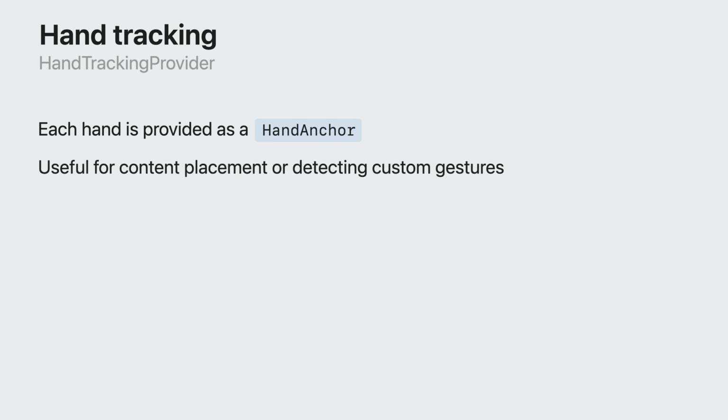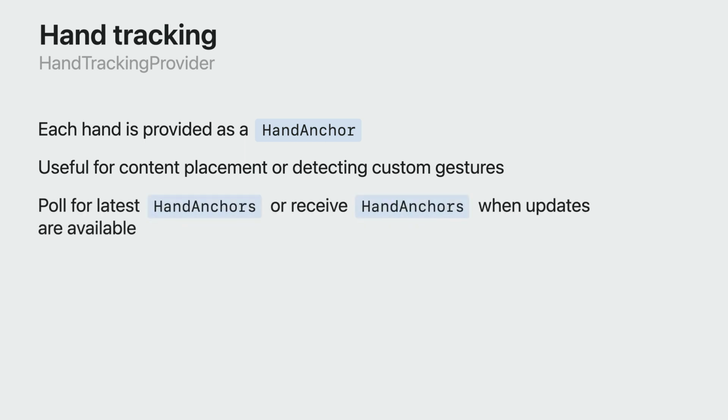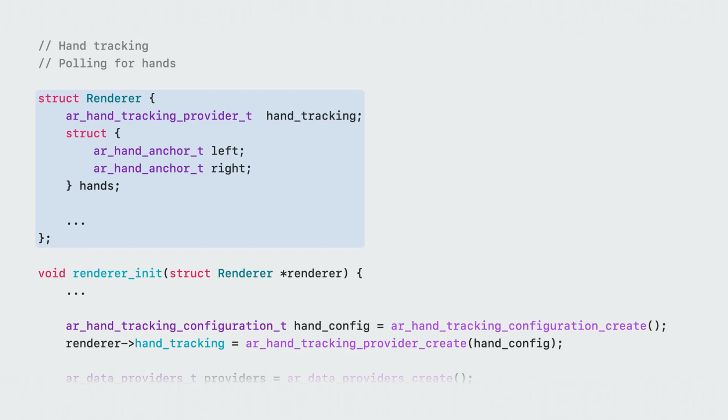Hand anchors can be used to place content relative to your hands or detect custom gestures. There are two options for receiving hand anchors. You can either poll for updates or receive anchors asynchronously when they are available. We'll take a look at asynchronous updates in our Swift example later on. So let's add hand anchor polling to our renderer from earlier.